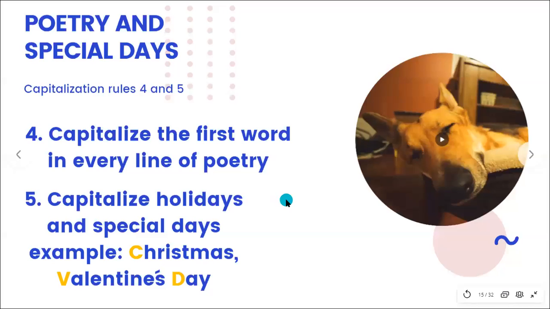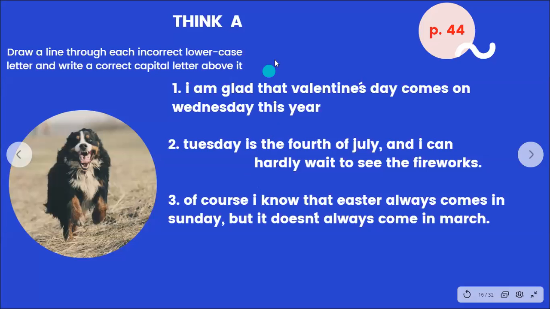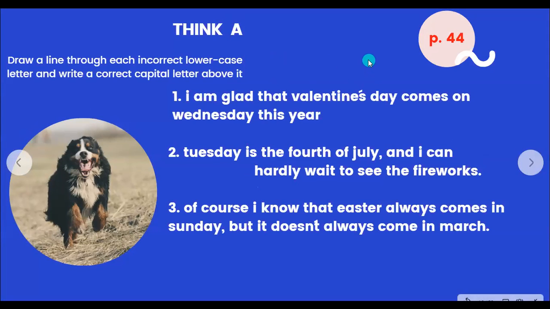Now we can work on some exercise. Let's see, we begin with the thinking A. It says, just like the last one, draw a line through each incorrect lowercase letter and write a correct capital letter above it. Okay, number 1, who can help me? The first word that we have to capitalize. Help me here. From number 1, which words do we have to capitalize? I am glad that Valentine's Day comes on Wednesday this year.